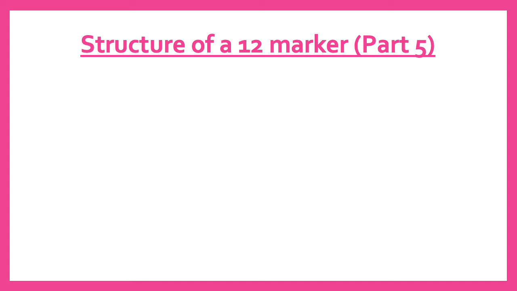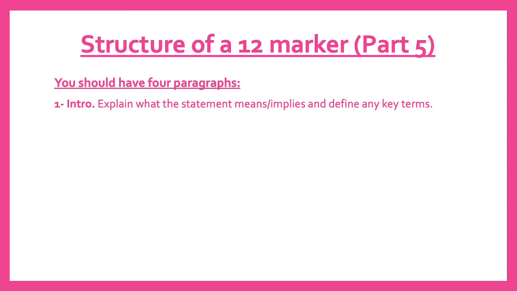So structure of a 12 marker. You should ideally have it in 4 paragraphs, and this is what we try to encourage. So the beginning one is your intro. Often this is just a sentence and is the easiest part, and that's when you're explaining what the statement means, or you're kind of telling the examiner you know what it's implying. You may wish to define the key terms in the statement as well, just to, again, show the examiner you know what it's asking you and you understand the purpose of the question and what it's about.